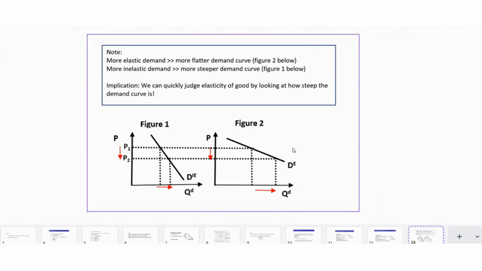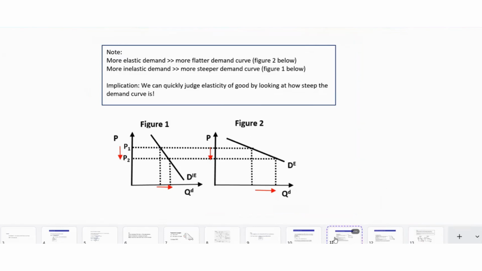So one implication of this is we can quickly judge the elasticity of a good by looking at how steep the demand curve is. If we have two goods, and one has a steeper demand curve, this means that it has more inelastic demand. If one good has a flatter demand curve, that means it has more elastic demand. So by just comparing the demand curves of two commodities, we can tell which has more elastic demand and which has more inelastic demand. Because the demand curve for a good with more elastic demand is relatively flat, and the demand curve for a good with more inelastic demand is relatively steep.